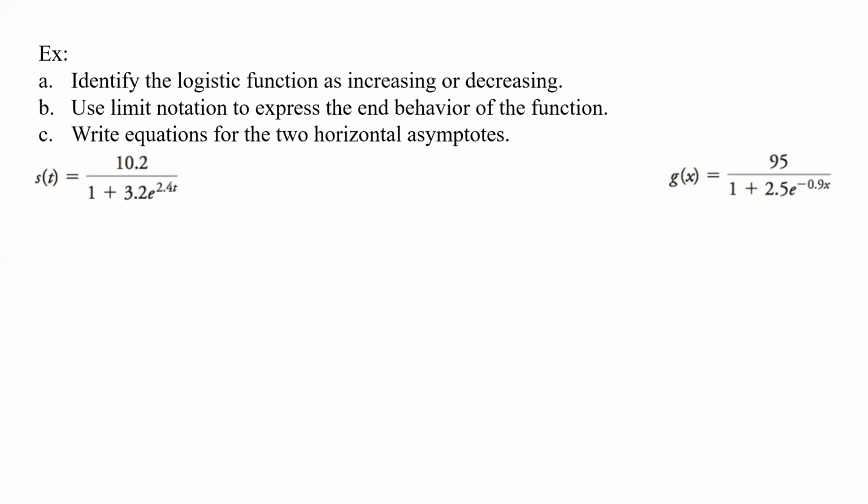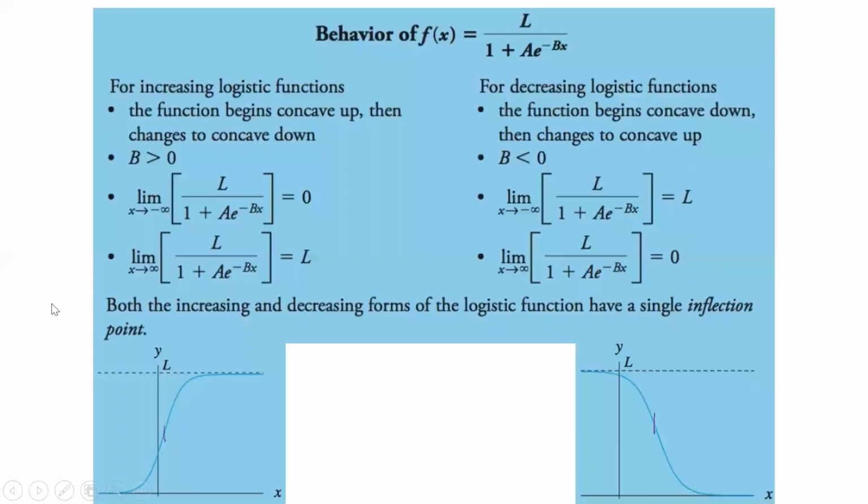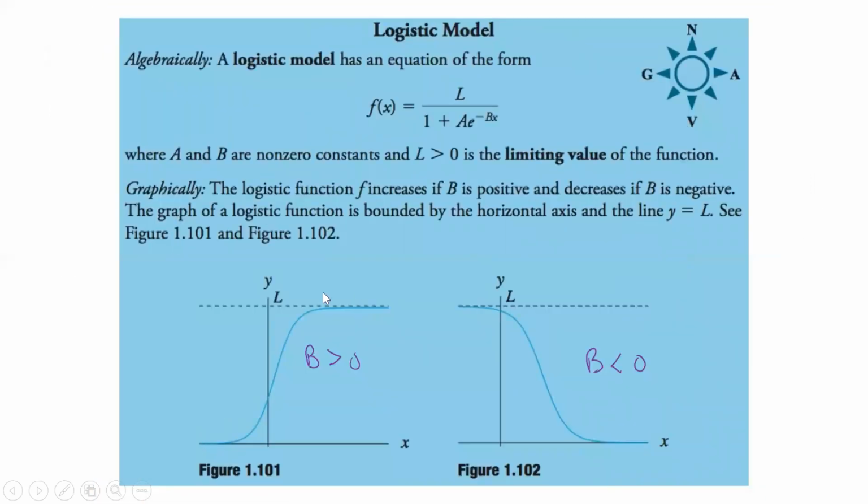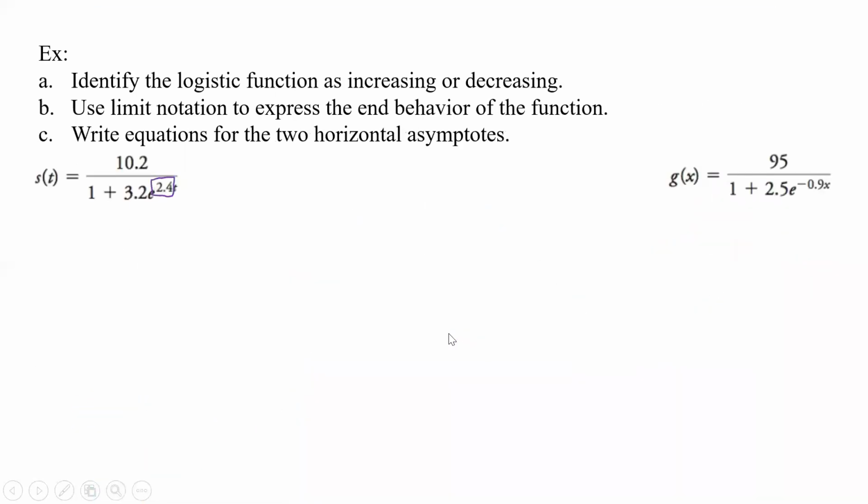All right, so what about this first one here? Is it increasing or decreasing? Well, first off, we have to look at our b, and we have a 2.4. So b is greater than 0. And if it's greater than 0, remember, we go over here, greater than 0, it's increasing. Okay, and less than 0, it's decreasing. So we can say this one is increasing. Okay, and let's look at this one while we're doing it, side by side. Well, that's a negative, so that one must be decreasing. Okay.